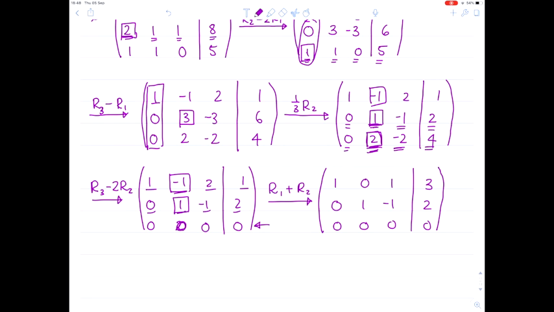So now we're left in a situation where ideally we would have liked to have had a 1 over here because that would give us a unique solution, but we don't. So what do we do?